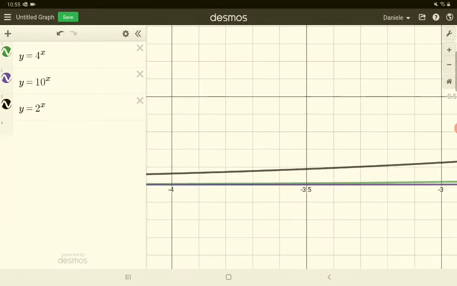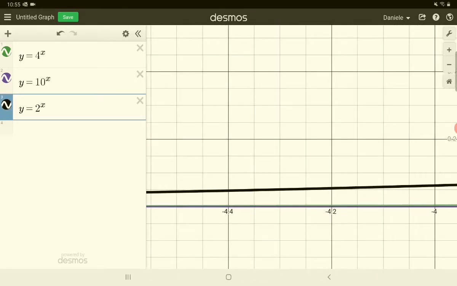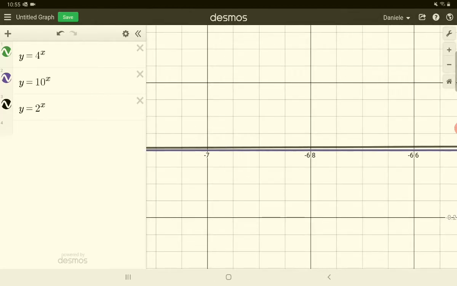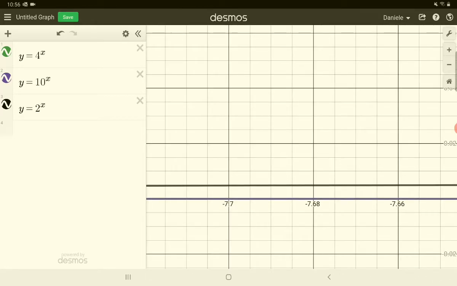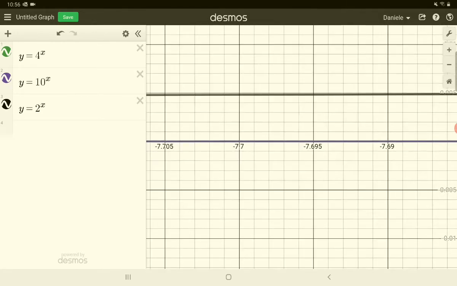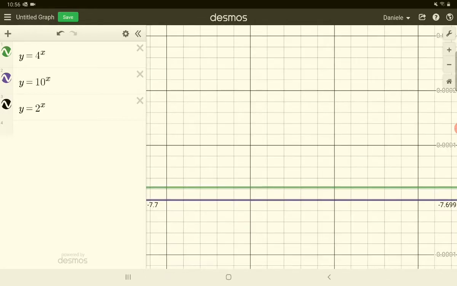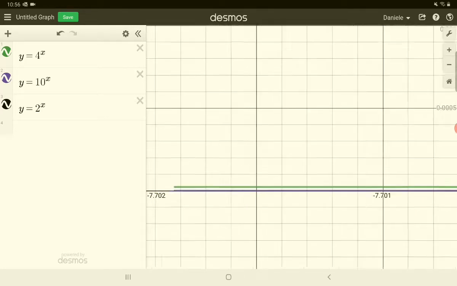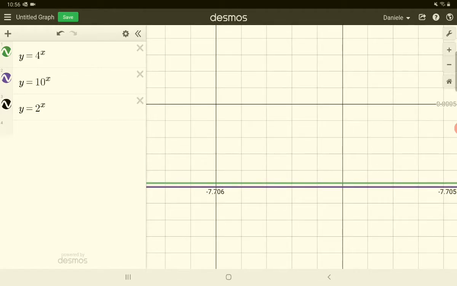You'll see that as I zoom into this curve and I keep going to the left, it keeps getting closer and closer to the line of y equals 0, okay? But it's never actually touching it. As I keep zooming in, it actually never touches the line of y equals 0. It keeps getting closer and closer to it, but it never actually happens. It never actually touches. So why is that?